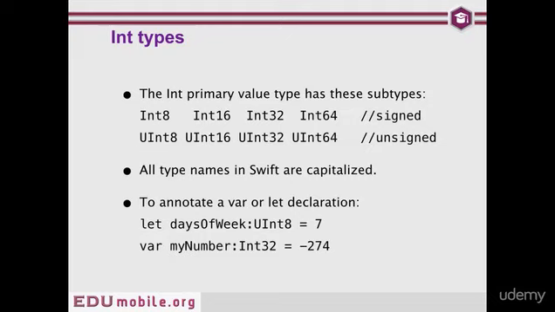All type names in Swift are capitalized. Once again, the types are class types. So int 8 is a class, and if we declare a value of this type, a var of this type, or a constant with let, this is a class. So to annotate a var or a let declaration, we use a colon followed by the type. So here, days of week assigned to 7 is an unsigned 8-bit integer, whereas my number is a signed 32-bit integer.